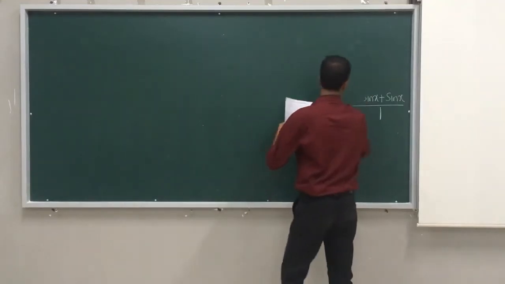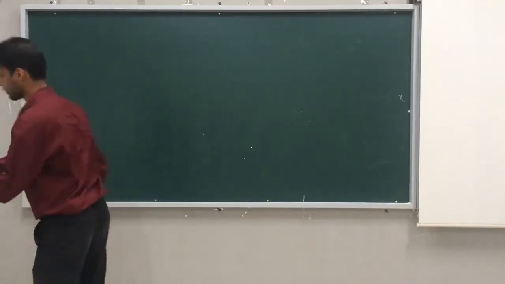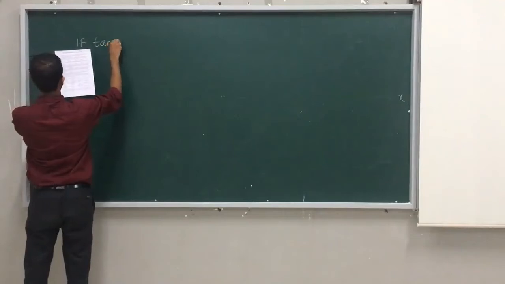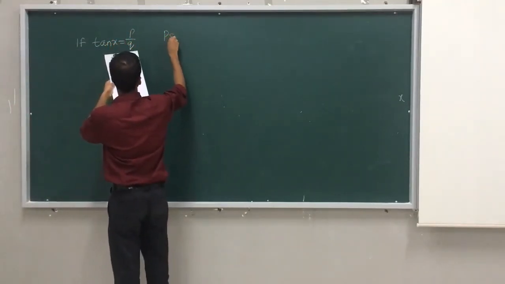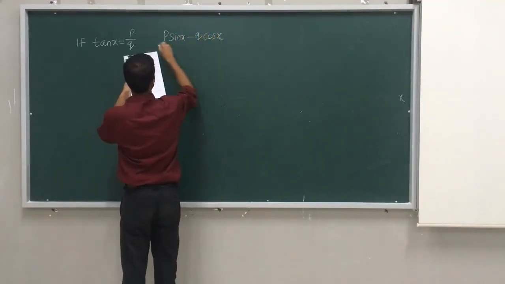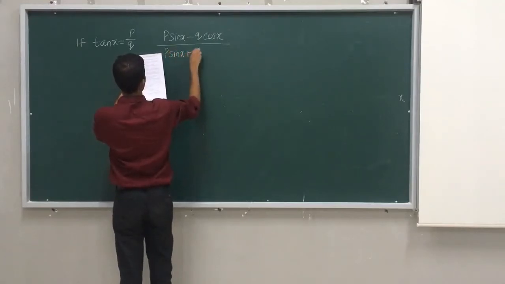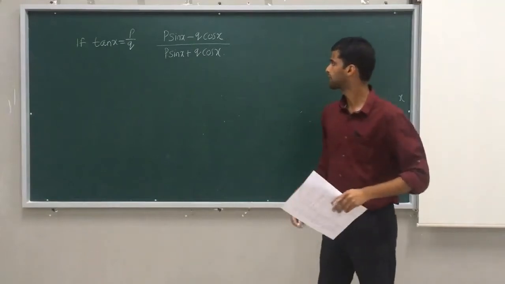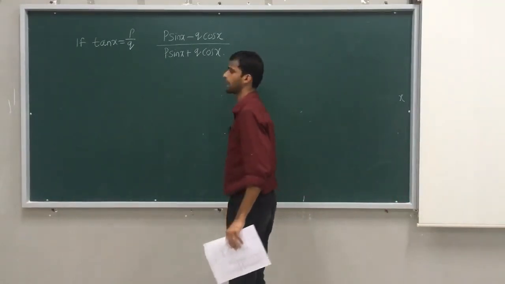If you refer to the 10th question, it's a manageable question for you people. I don't want to invest much time here. What is given here is, if tan x equals p by q, then what is the answer for p sin x minus q cos x upon p sin x plus q cos x? Now you wonder, tan x is given, but they expect a sin cos answer.